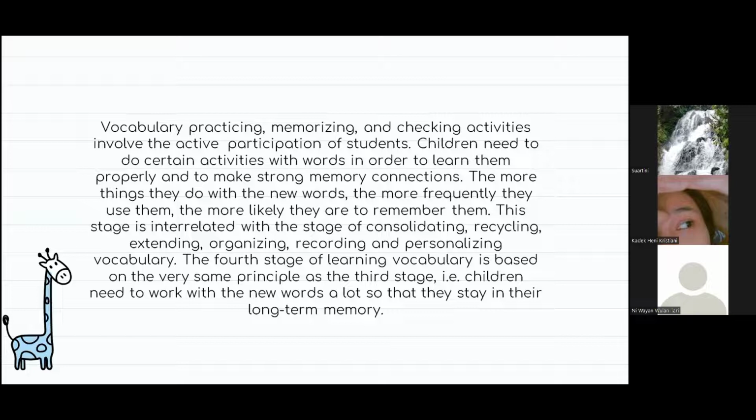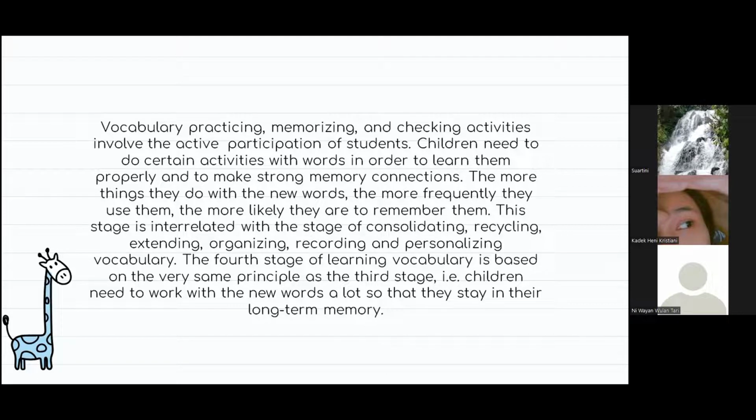Vocabulary practicing, memorizing, and checking activities involve the active participation of students. Children need to do certain activities with words in order to learn them properly and to make strong memory connections. The more things they do with the new word, the more frequently they use them, the more likely they are to remember them.